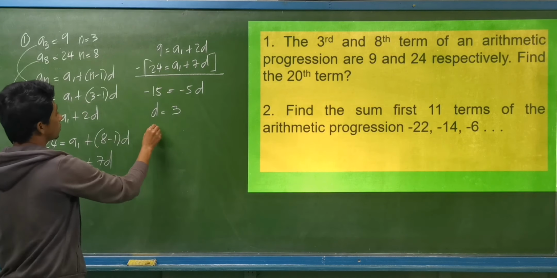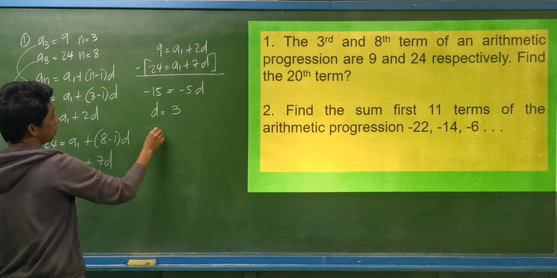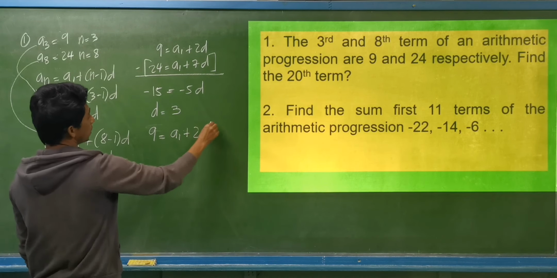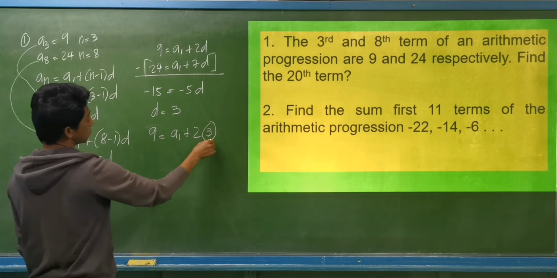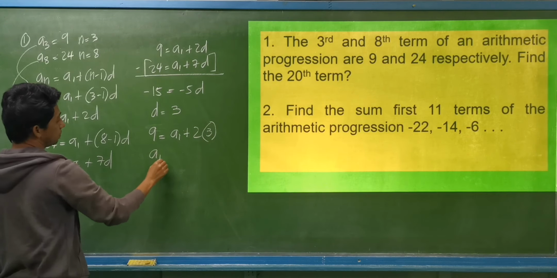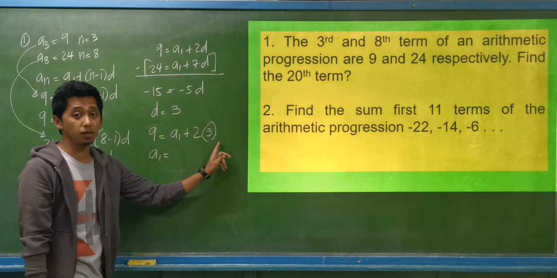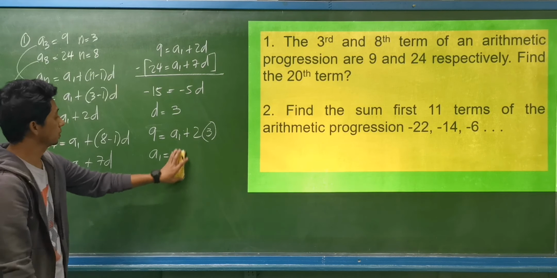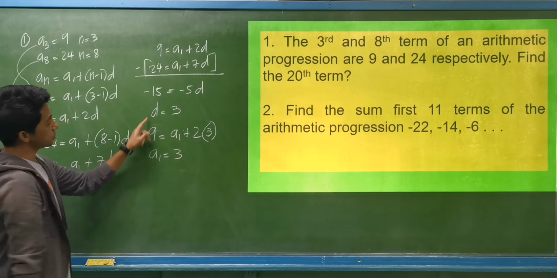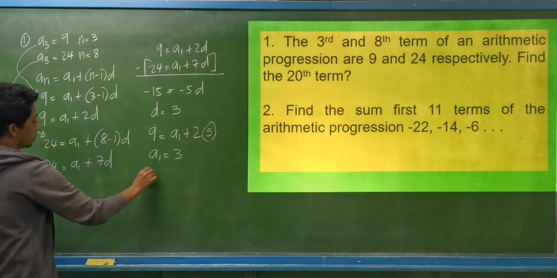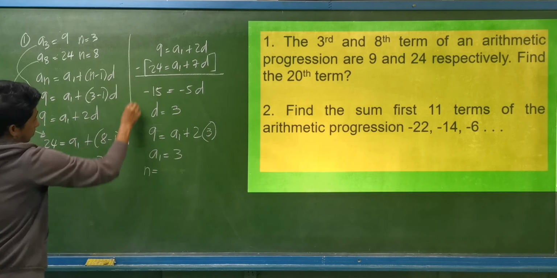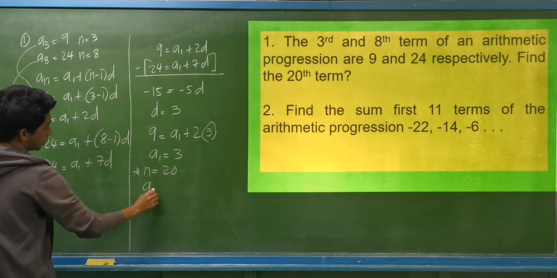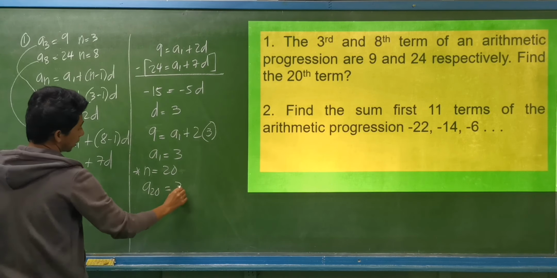Or before that, we need to determine the first term. For example, I'll be using the first equation. 9 is equal to a1 plus twice the common difference. This is 3. So our first term is obviously 9 minus 6, we have 3. That's our first term. So we have the common difference and the first term. So we have n is equal to 20.